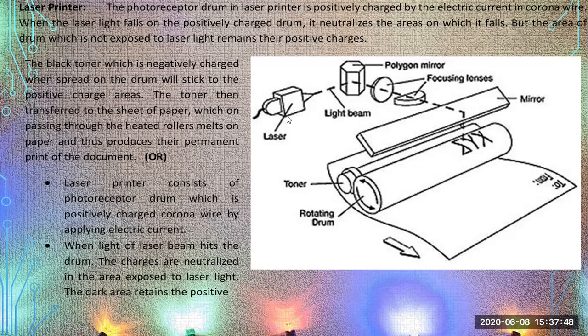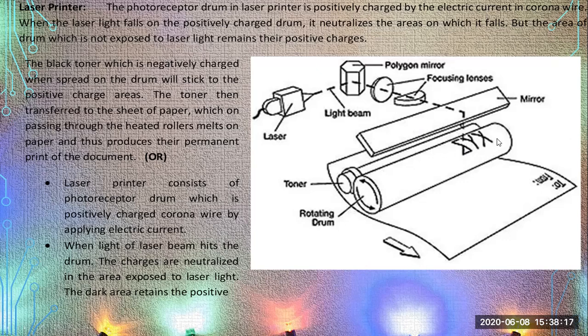Why is it called a laser printer? Because a laser source of light is used with the help of a polygon mirror and focusing lenses. This light is allowed to fall on the drum with the help of mirrors. When it falls on the drum, the light spreads throughout the drum, but where the printing material is placed, it is reflected back, and the reflection shows some impressions of these letters on the drum.